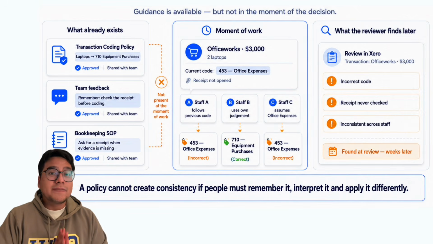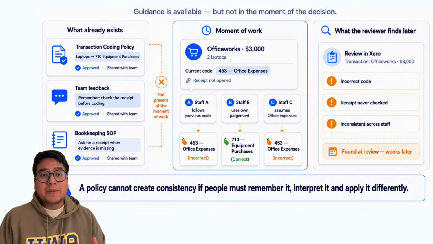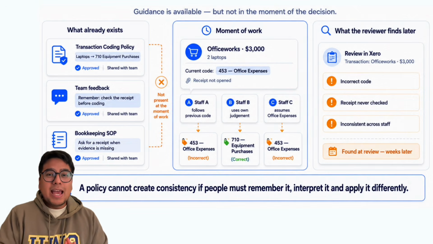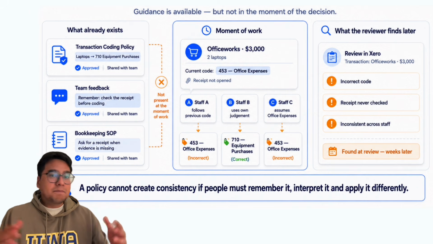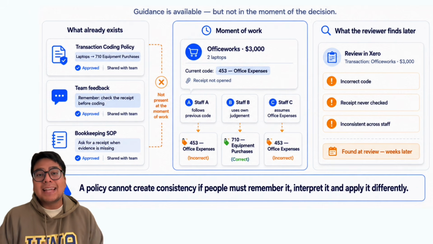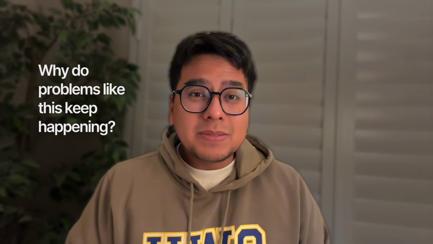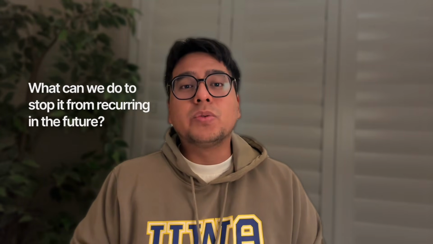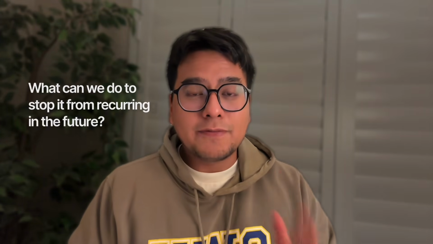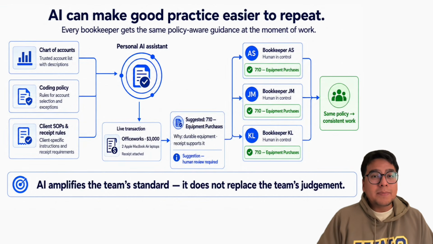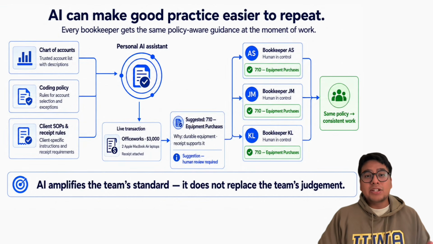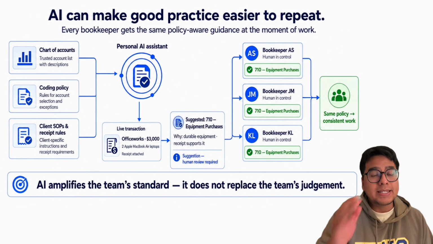You probably already have a process for this. And if it's not documented, you've given feedback to your team multiple times. And your business has a coding policy that describes exactly how transactions like this should be handled. So why do problems like this keep happening, and what can we do to stop it from recurring in the future? But there's also another path we can take that involves leveraging AI to augment and amplify your team.